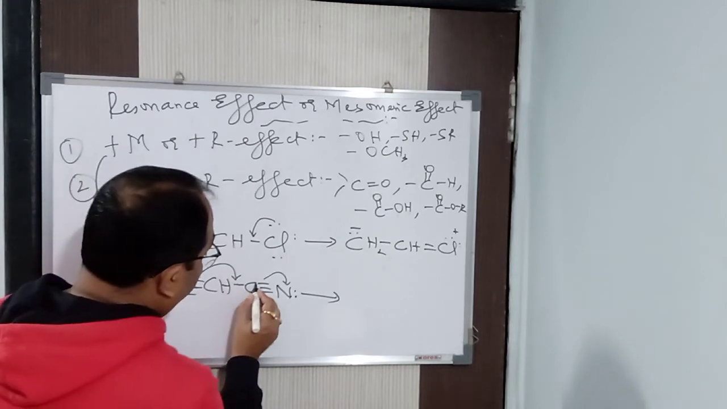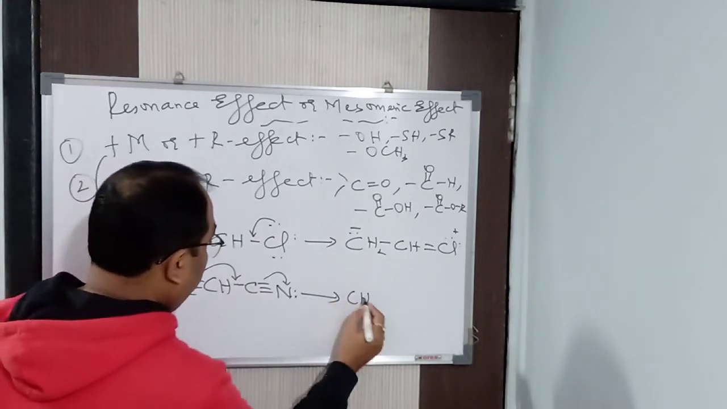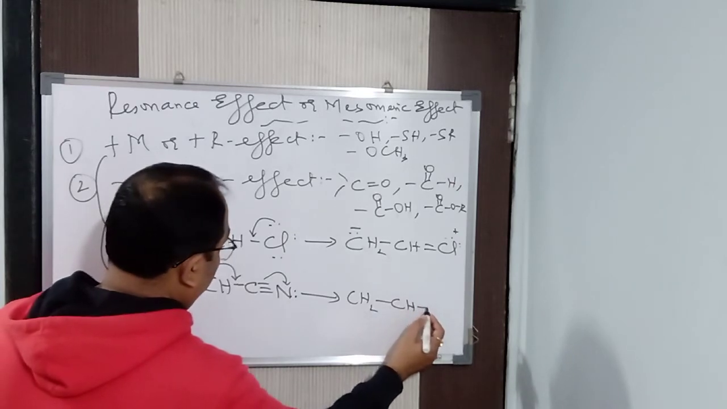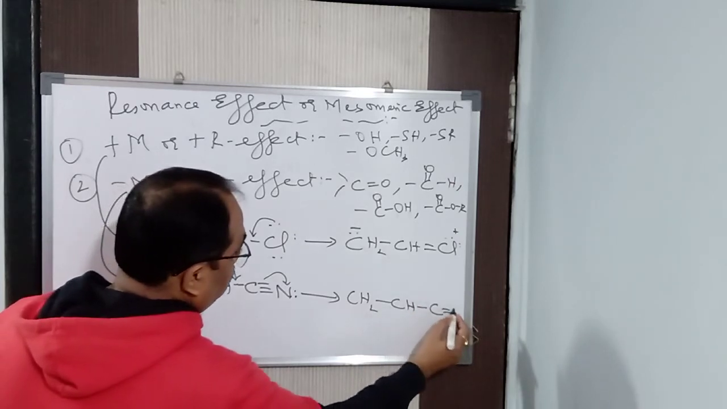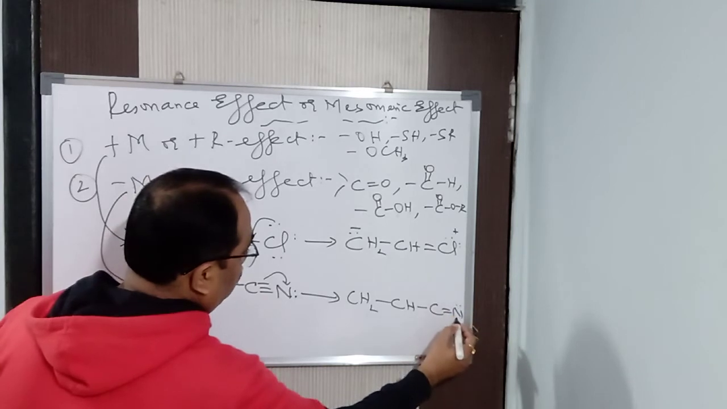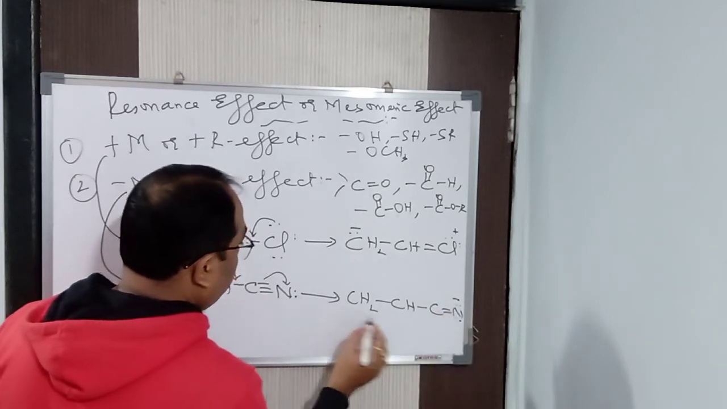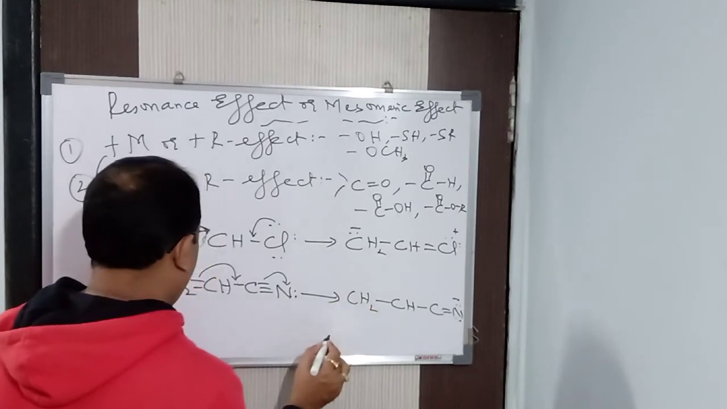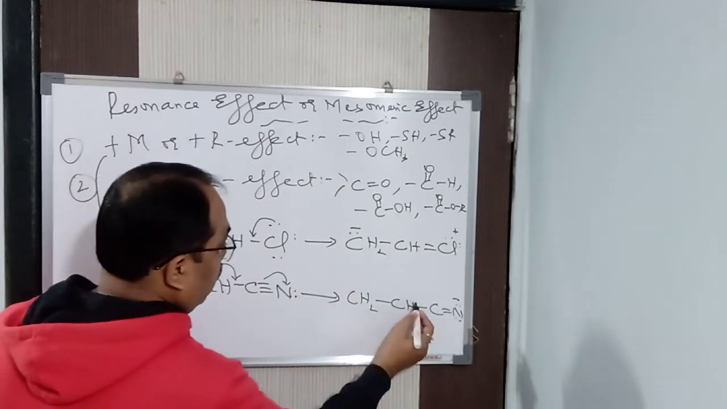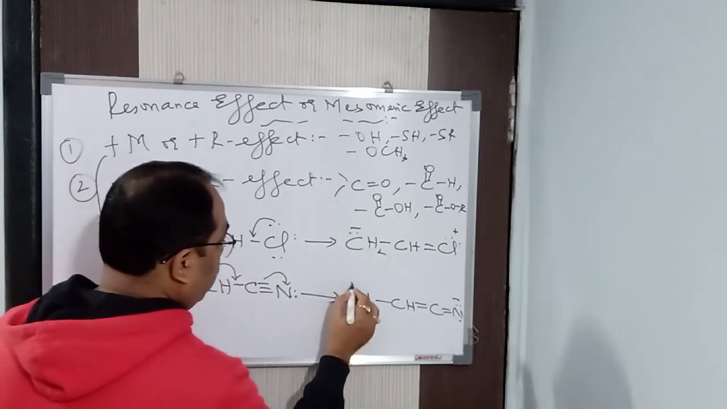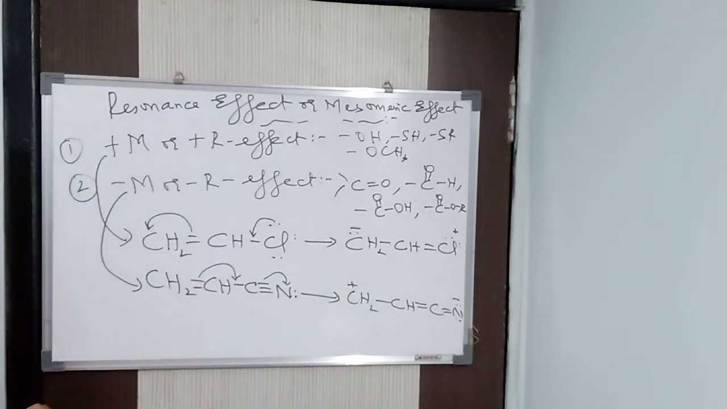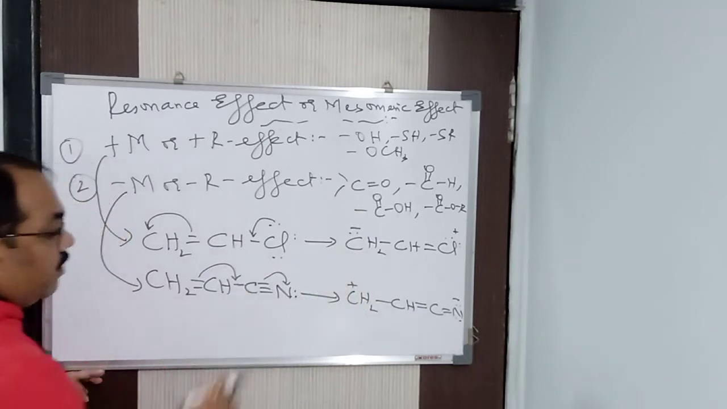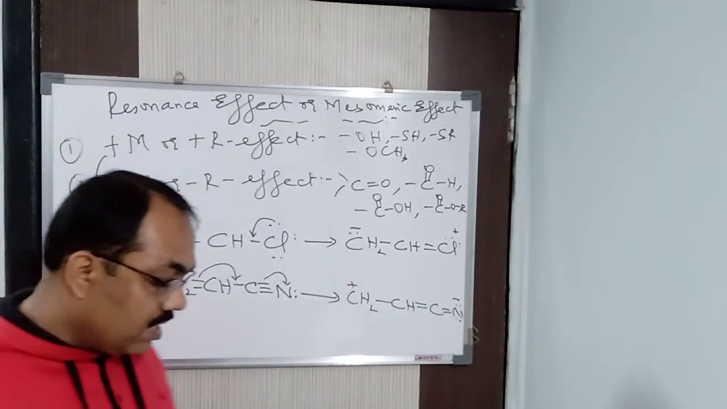So as a result, it will be CH2, single bond CH, then single bond C, double bond. It is negatively charged, and here the double bond comes, and it is positively charged. So the first one is plus R or plus M effect, and the second one is minus R or minus M effect, we can say that.